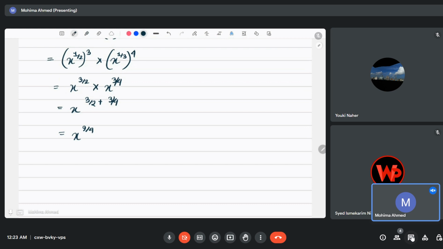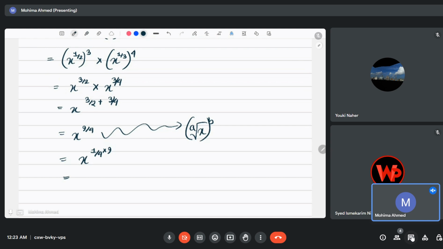Now you can express your answer in this part. In some questions, they might ask you to write your answer in the format of a root x to the b. What does it indicate? That you are supposed to keep your answer in this format. So you can actually break your power. For example, 9 by 4 can be broken in terms of 1 by 4 times 9.